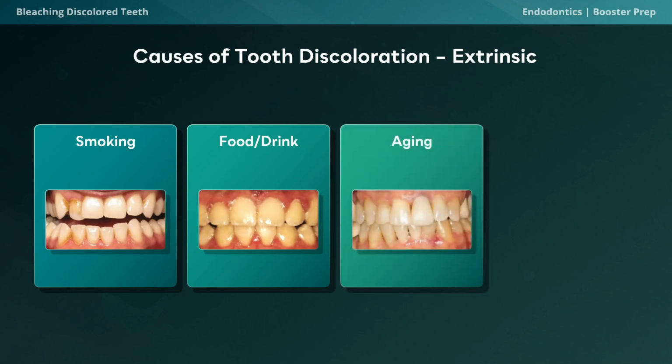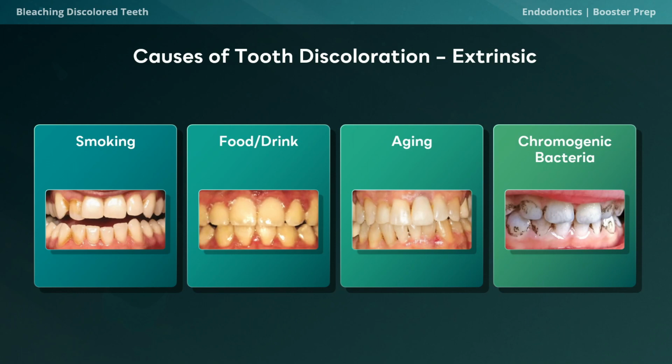Next, we have aging, and you may say, wait a minute, we just talked about aging being an intrinsic factor. And it is, but the thing is, as we get older, our teeth naturally start to yellow a bit, which is kind of a mix of both inside and outside changes, so I've included it here as well. And finally, let's not forget about chromogenic bacteria. These little guys can leave dark or orange colored stains on your teeth.